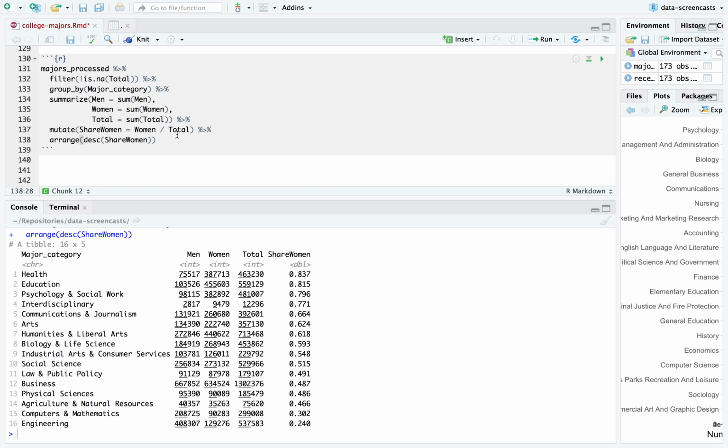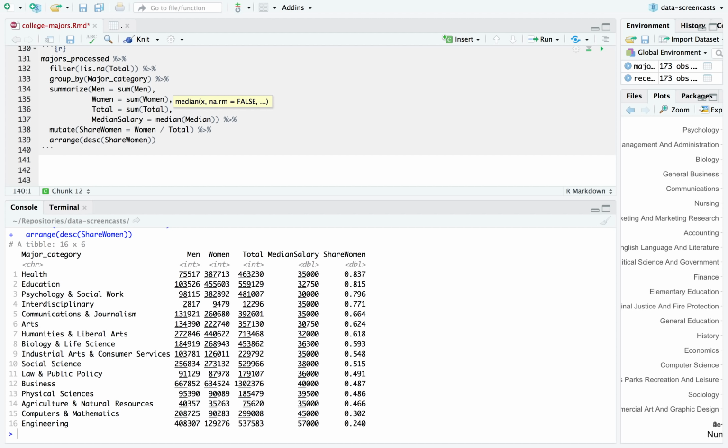All right, and while I'm at it, I'm going to start with median salary. Median of median. This is a median of medians, which is like, okay. There are other ways to do this. We probably should weight the medians by the sample size. Should I do that right now? Yeah, I'm going to do that right now.